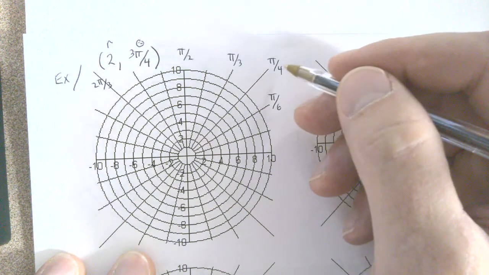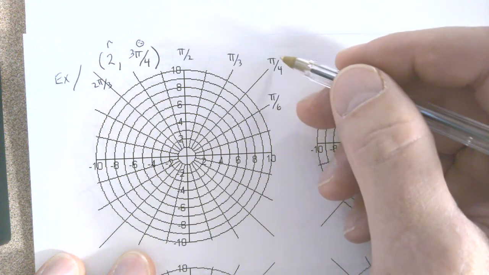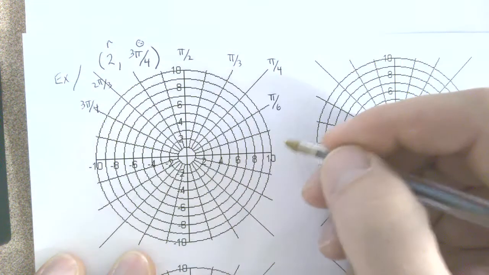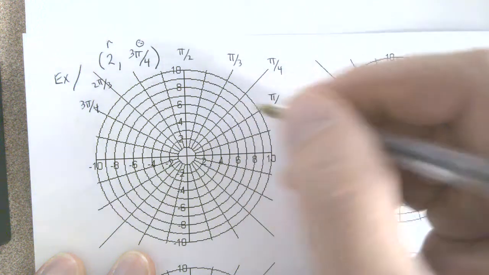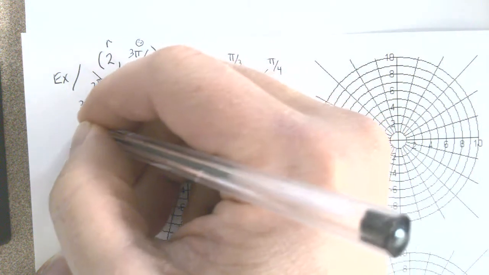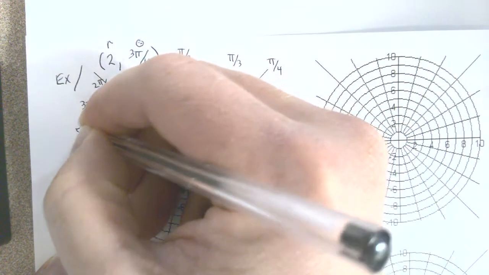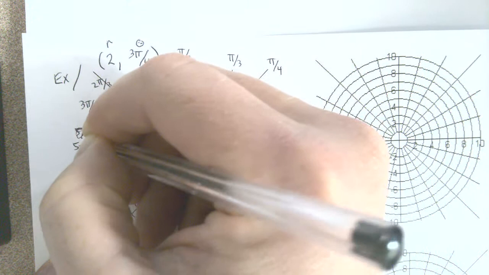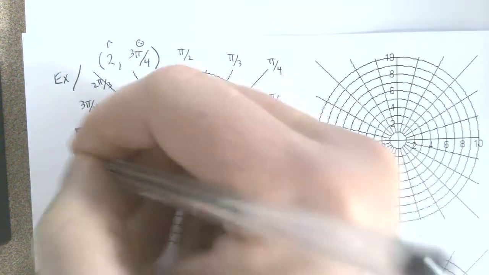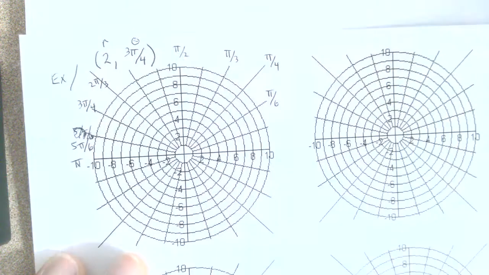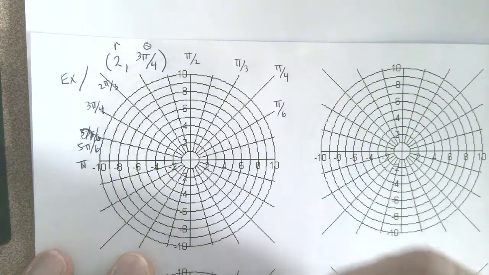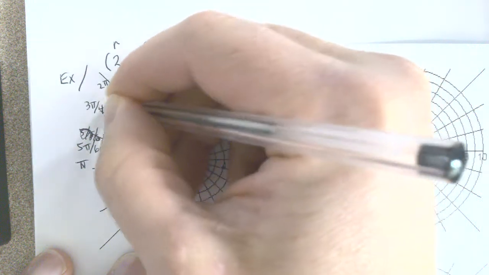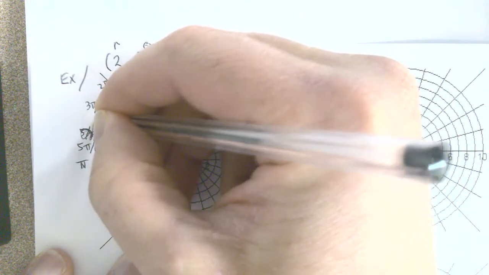And then we've got, what do we got? 3 pi fourths. And then you've got 5 pi sixths here. And then you've got pi. Actually, I think I put those in the wrong spot. That would be there. That would be there.